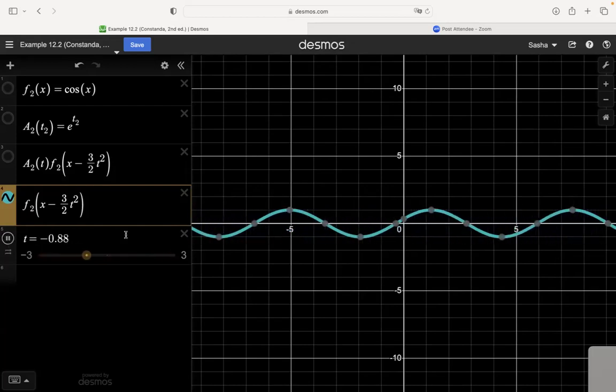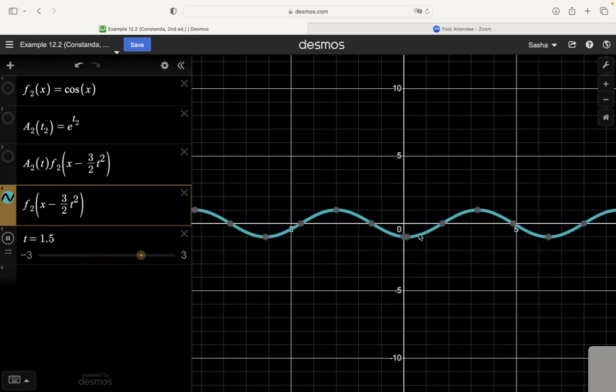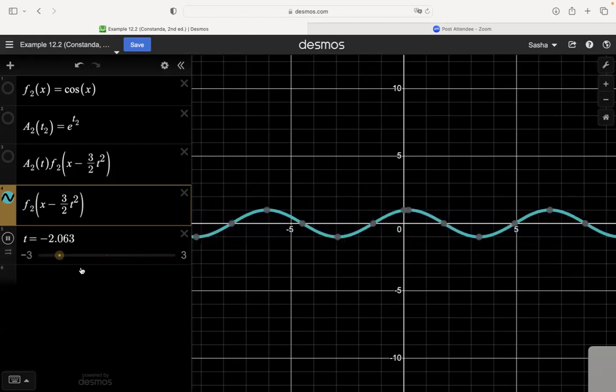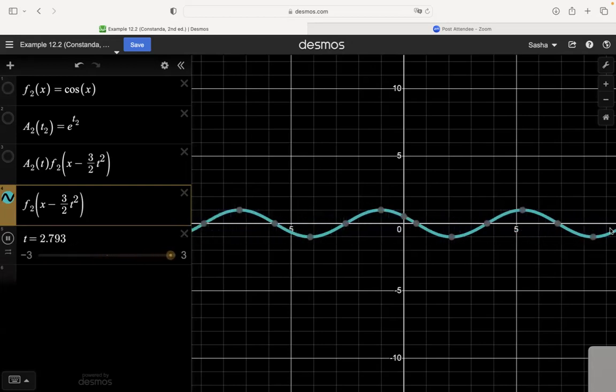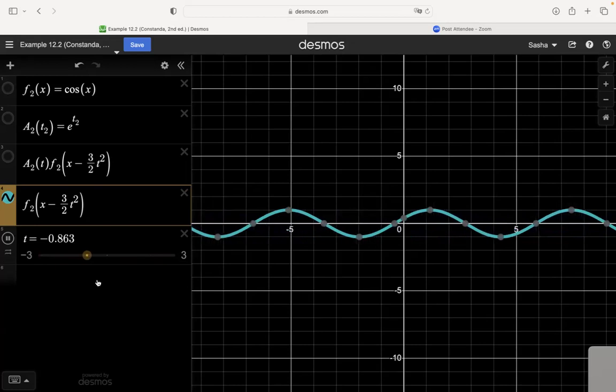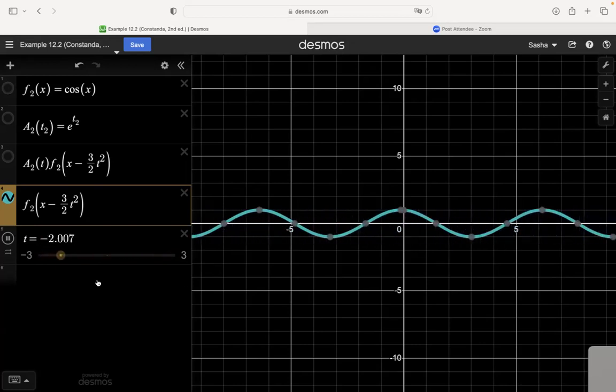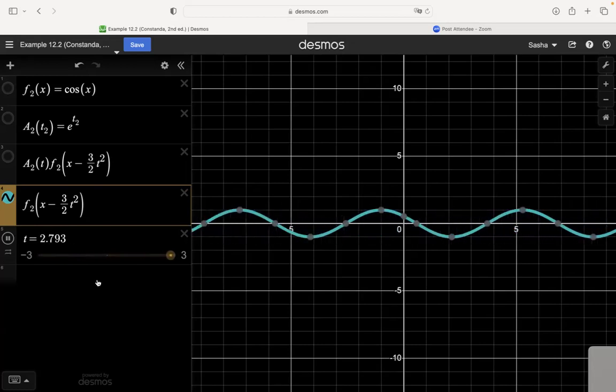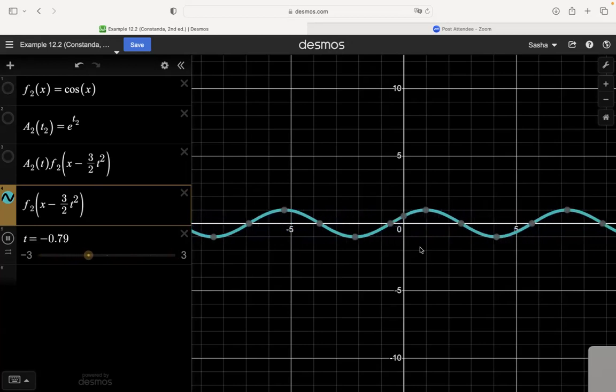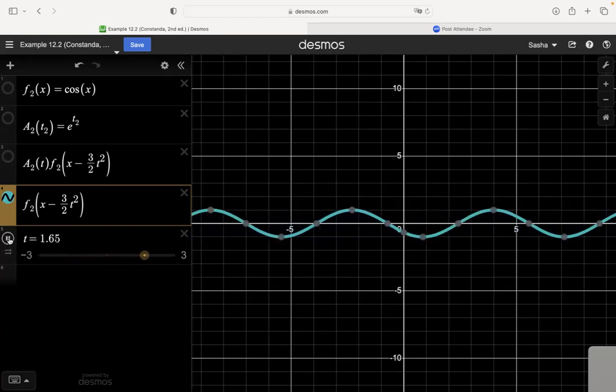I want you to notice that the cosine graph is actually moving to the left part of the time and then to the right the other part of the time. And that's because our velocity was 3t. So we're going to move to the left when t is negative, and then we're going to move to the right when t is positive. So it kind of looks like this cosine graph is bouncing back and forth.